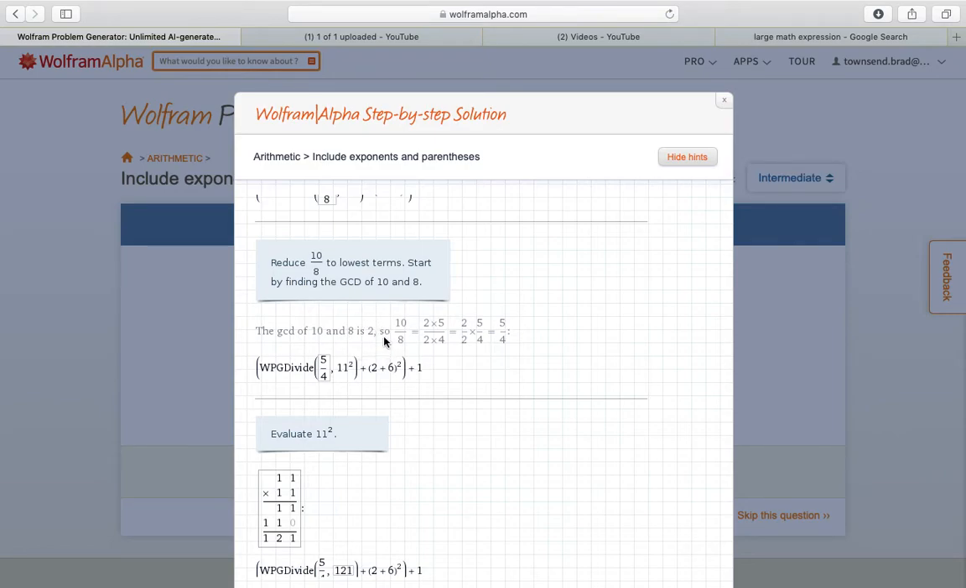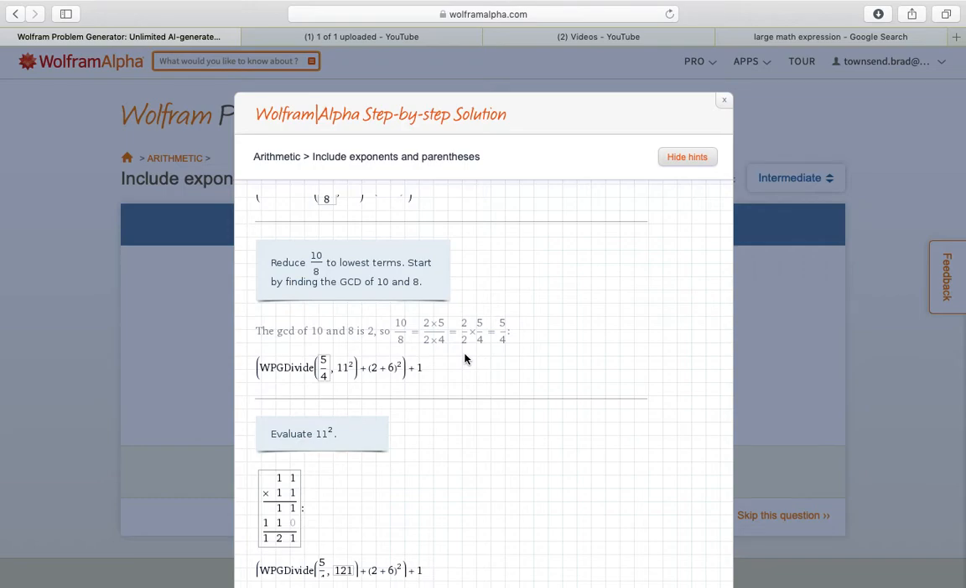So 10 over 8 equals: 2 times 5 equals 10, and 8 equals 2 times 4. See how you have the 2 here that's common in both. This is the numerator. This is the denominator. Okay, and then this x here, that means times.